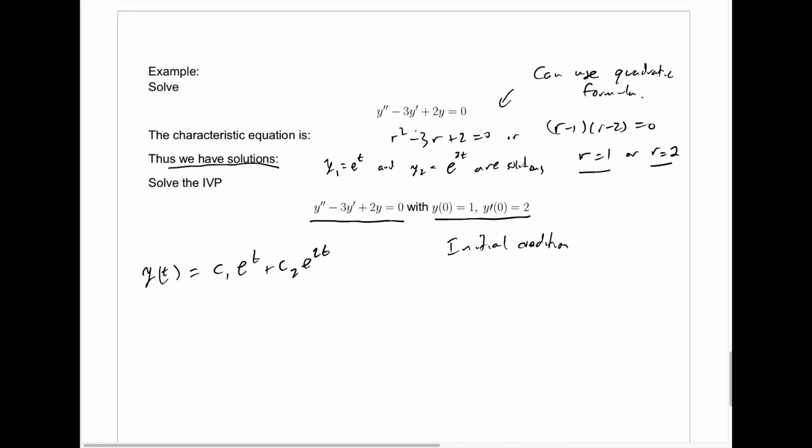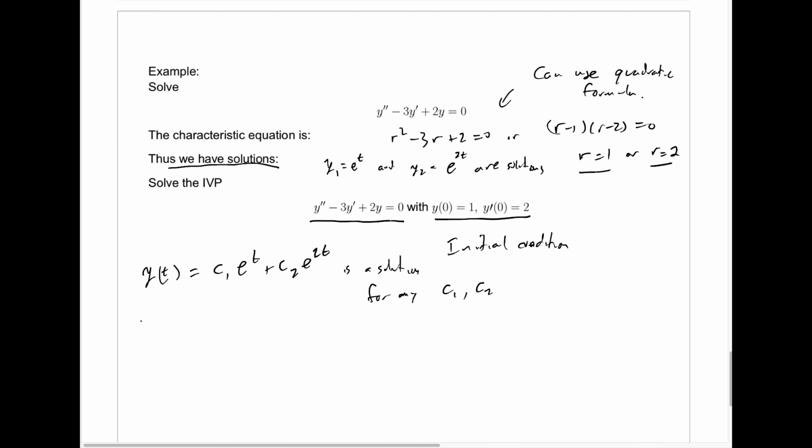Anytime I have two solutions to a linear homogeneous differential equation, here it's a linear second-order homogeneous differential equation, but the same thing will actually be true, as we'll see later, even for higher-order linear homogeneous differential equations. Anytime we have two solutions, all linear combinations of them are still solutions. So this is a solution for any constants c1 and c2.